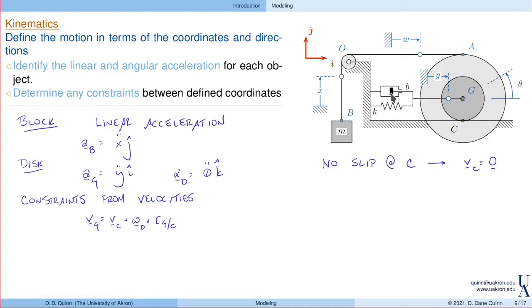In terms of these coordinates, the velocity of G is equal to y dot in the I direction. What about the velocity of C? That's going to be equal to 0. The angular velocity is theta dot in the k direction. Theta is the rotation, theta dot's the angular velocity. And finally, the position of G with respect to C is going to be r in the j direction. So when I look at this cross product, k cross j is equal to minus I.